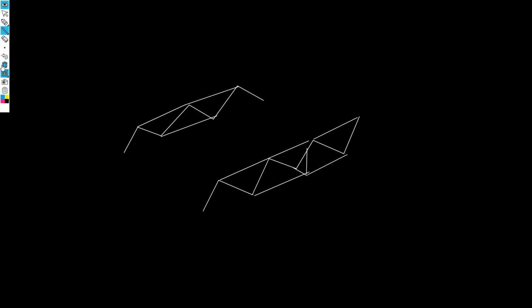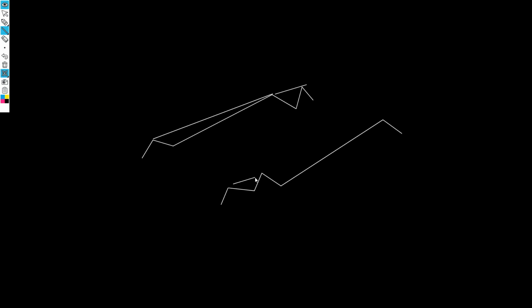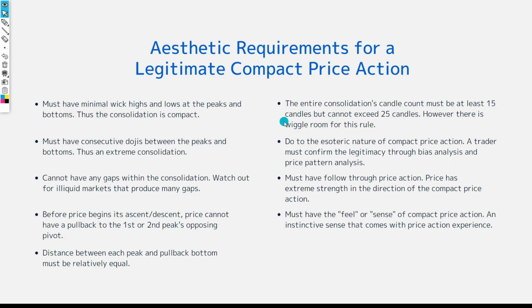So what you don't want to see is a compact price action that's like this, because the distance between these peaks is not equal. And moreover, it can't be like this, right? Because the peaks are not equal. Okay, let's keep going.